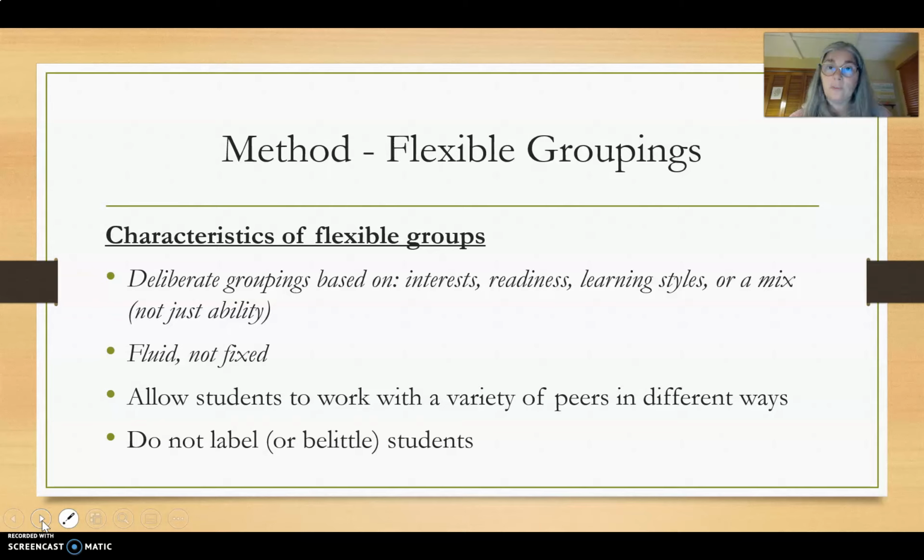So that is it for flexible groupings. In our last video, we're going to look at some general advice.